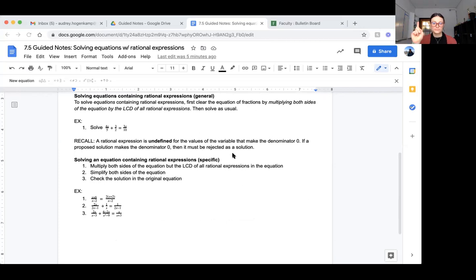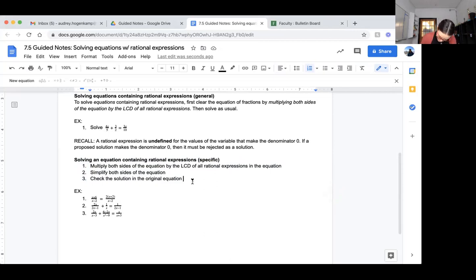Okay, so here are some more specific steps for solving an equation containing rational expressions. Multiply both sides of the equation by the LCD of all rational expressions, simplify both sides of the equation, and then check the solution in the original equation. So without further ado, let's do another example.